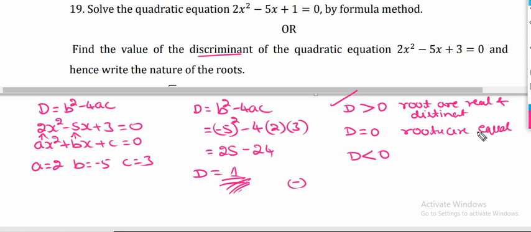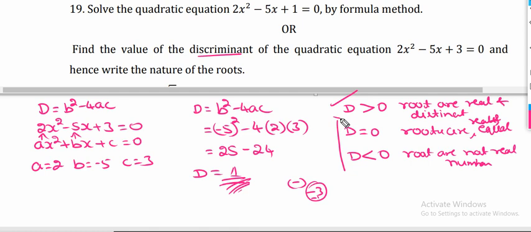The roots are real and equal. Are you right? The roots are real and equal. If the value is a minus value, it may be minus 3, minus 10, whatever the value may be, if you write this one, the roots are not real numbers, or no real roots. No real roots. So for this question you didn't consider these two answers.